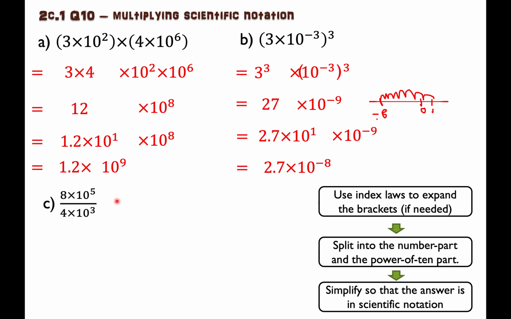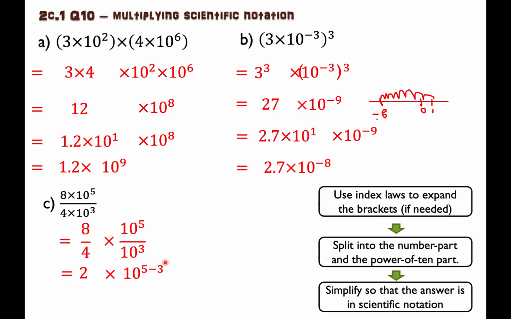This one is a fraction. And for fractions, whether there's scientific notation or other index law things, sometimes it's nice to split it in its parts. So let's split this into, just like we did here, the number part, 8 divided by 4, and the power of 10 part, 10 to the power of 5 divided by 10 cubed. And now we need to simplify. 8 divided by 4, if I simplify that part, it's 2. And 10 to the power of 5 divided by 10 to the power of 3, well, if I have a fraction, power on the top, power on the bottom, same base, I would do 5 take 3. And that is my new power.